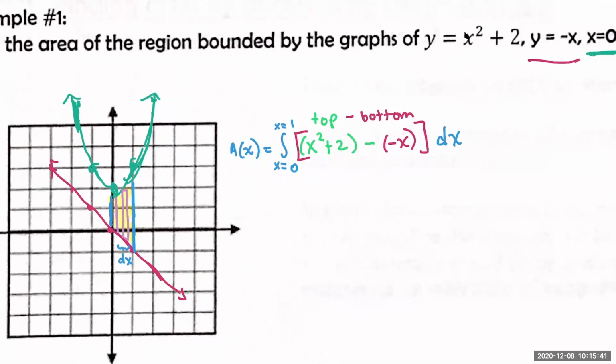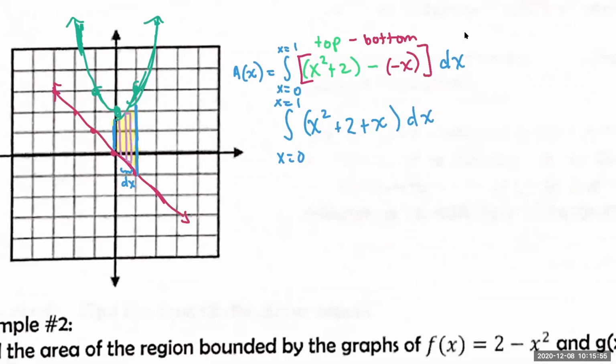So from there, we just integrate. Okay, so simplify first. I encourage you guys to simplify the inside of your integral, the integrand, first. So x squared plus 2 plus x dx. Go ahead and find the antiderivative and evaluate that for your definite integral.